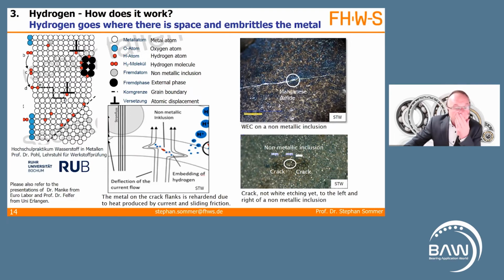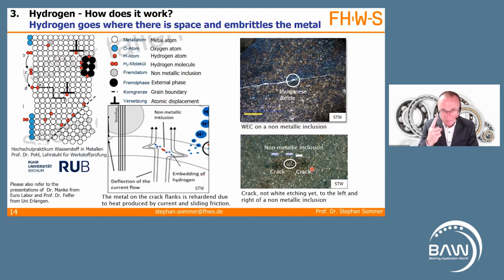One more word on the cracks. The cracks are not white etching from the beginning. Here is a baby crack who wants to become a white etching crack in the future. They become white etching during aberration. And why? Because the crack flanks are rubbing on each other, producing a high local heat. The heat is rehardening the flanks of the crack.